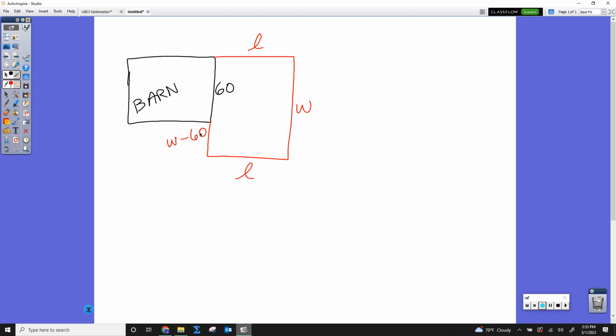And so obviously from here, it's a very similar approach to our last problem. You're going to add the two L's. You're going to add the W and the W minus 60. We don't need to add this part of the barn. We don't need that part because we're not putting fence there. It's only the part in red. And now it's going to be equal to 800. You can go about the exact same process that you did earlier, and I'll let you finish that problem out.